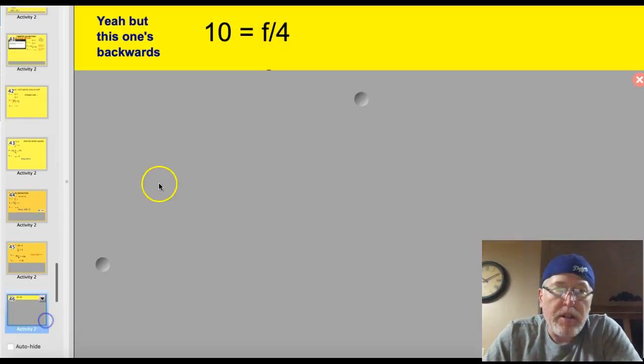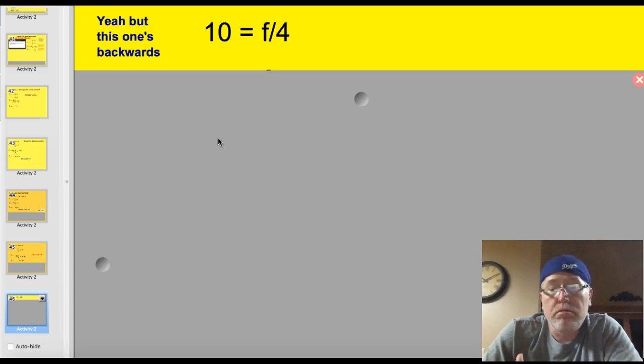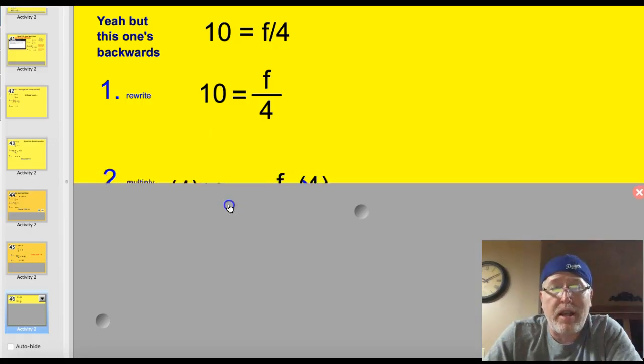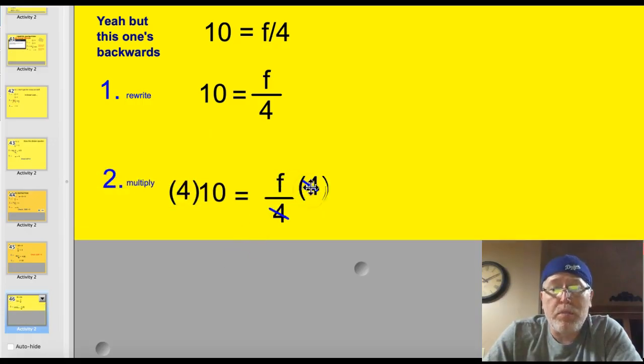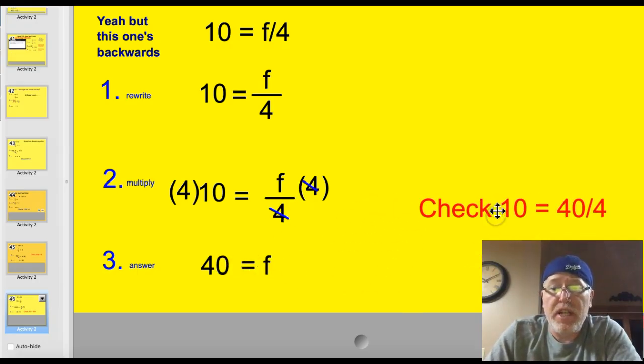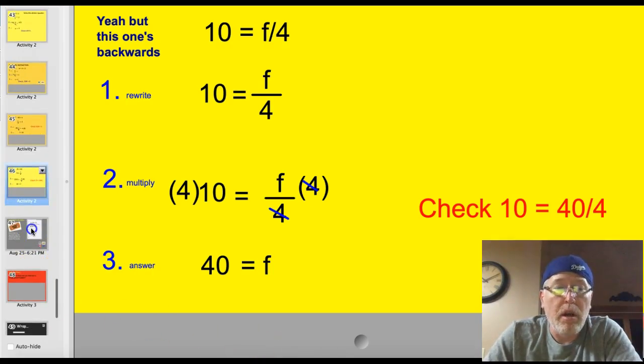All right. There's always a "yeah, but", this one's backwards. So what? 10 equals F divided by 4. We can rewrite it. We could have the answer over on the left-hand side. We're still going to multiply both by 4 because we need to get rid of the 4 in the denominator so that we can isolate the F. These cross off. Got 40 equals F. Check your answer. 10 equals 40 divided by 4. Bam. We're good.